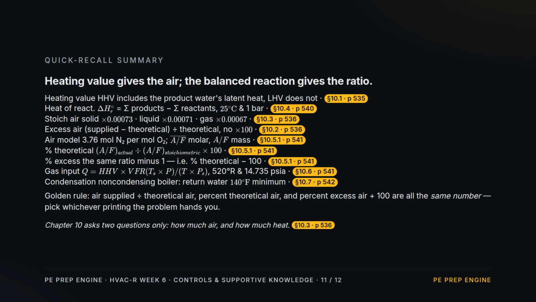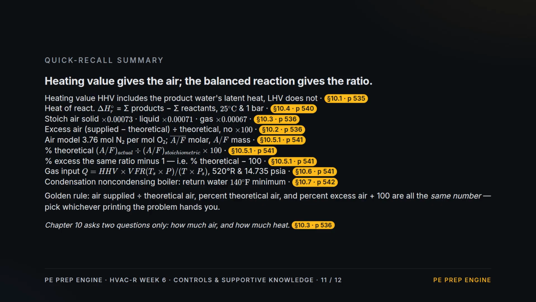Quick recall. Higher heating value includes the product water's latent heat. Lower doesn't. The heat of reaction is products minus reactants from heats of formation at 25 Celsius and 1 bar. Theoretical air comes one step from the heating value: 3 multipliers, 1 per fuel class. Excess air is supplied minus theoretical, over theoretical. Air is 3.76 moles of nitrogen per mole of oxygen, and the air-fuel ratio comes molar with an overbar or mass without one. Percent theoretical air is actual over stoichiometric times 100. Percent excess is that minus 100.